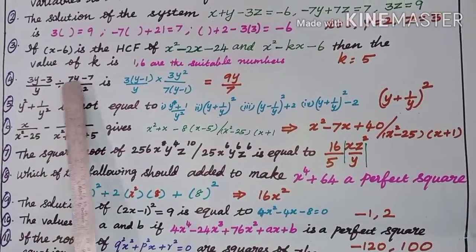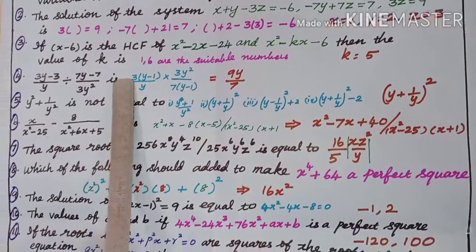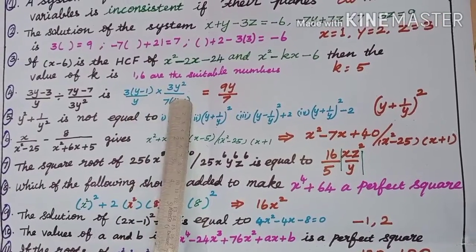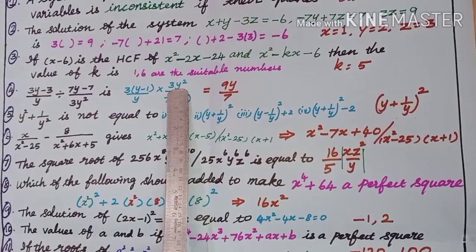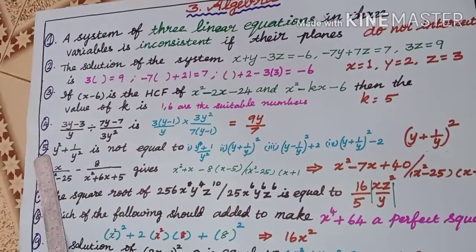And this is division by a fraction, so we do inverse multiplication. 3 is common, here 7 is common, so you take them off and cancel y minus 1 here, and 1y you cancel here. You will get 9y by 7 as your answer. So we move to the fifth one.